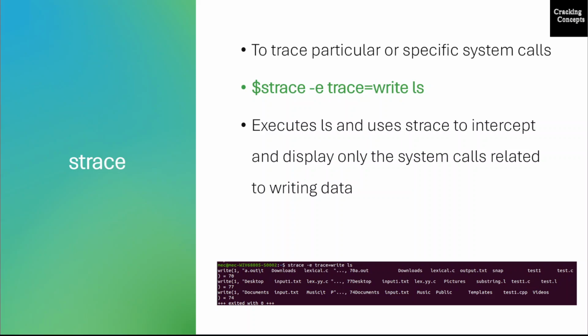So this 1 is the file descriptor for the standard output, where the output of ls is being written, followed by the string buffer containing the data that is being written there, followed by the number of bytes requested to be written, followed by a return value, indicating the actual number of bytes successfully written to the standard output. The final line, exited with 0, means that the command finished successfully without any errors. 0 is the exit status, which shows it was successful.